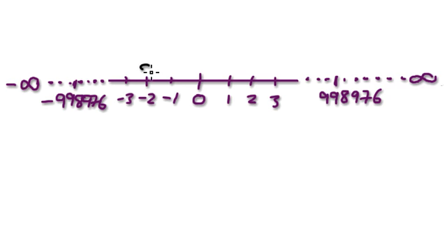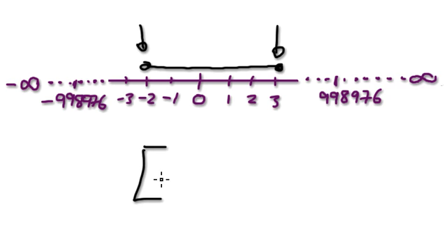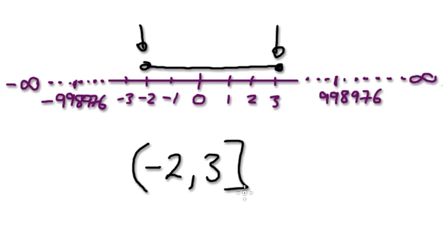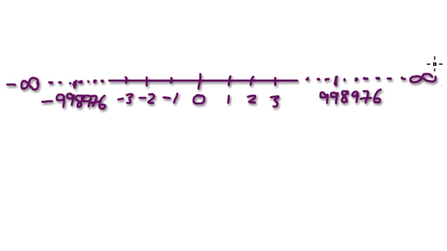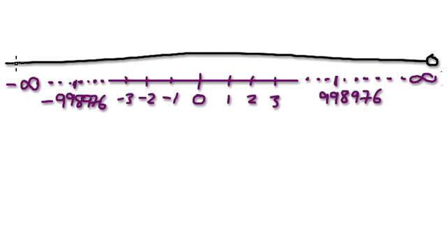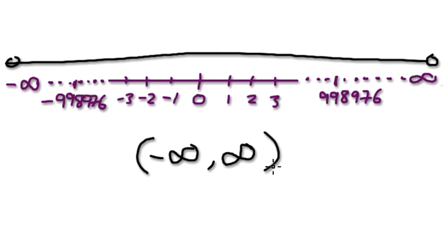If you want to use this range here, you can include the 3 itself. Here you cannot include the minus 2. So to communicate this range here, you would not use this. You would use this: minus 2, comma, 3, and then this. If you want to use the whole thing here, the way you communicate this would not be this. It would be this: minus infinity, comma, infinity, and then this.